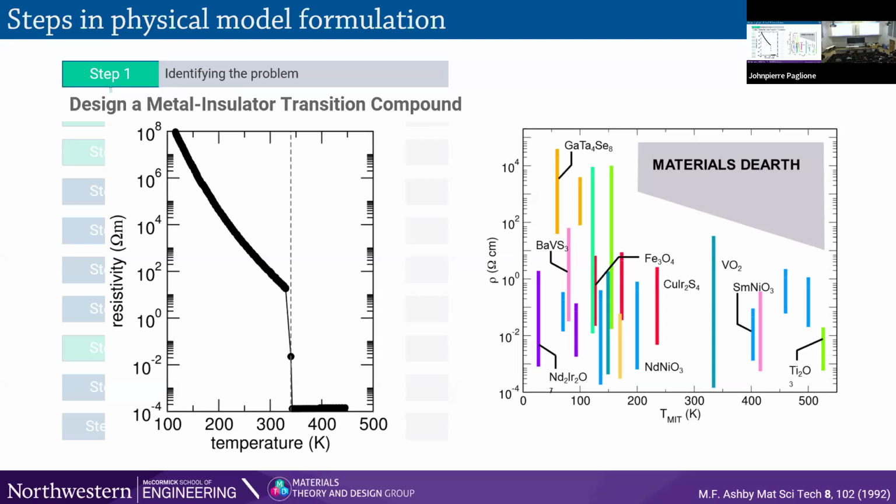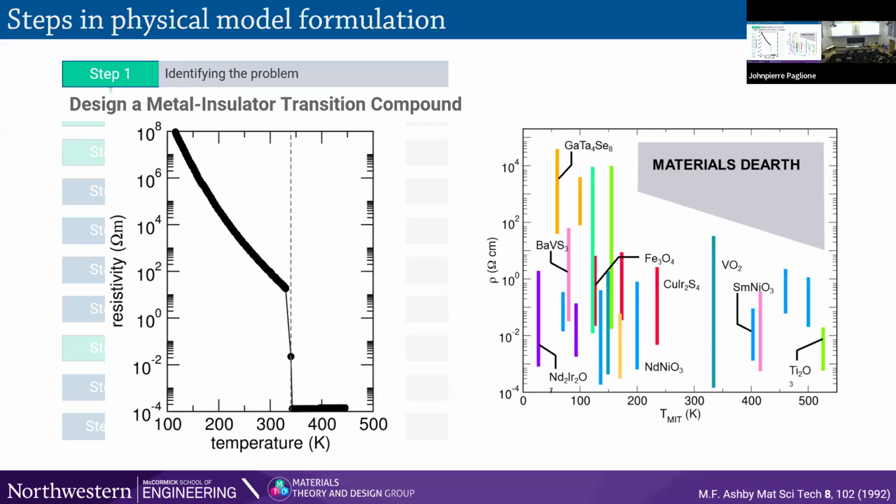On the horizontal axis, we have the transition temperature at which the metal insulator transition happens. Here's 350 Kelvin or so, that's vanadium dioxide, shown here. And then the length of these various bars tells you about the change in resistivity between the metallic and insulating states, so how many decades change in resistivity, and that's what's shown on the vertical axis.